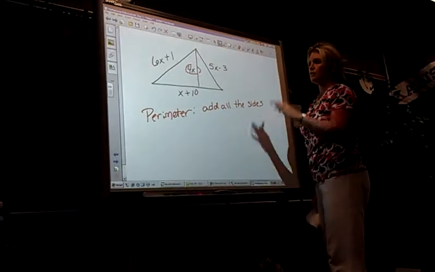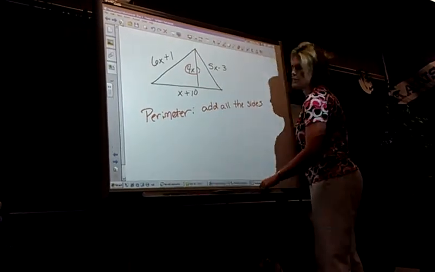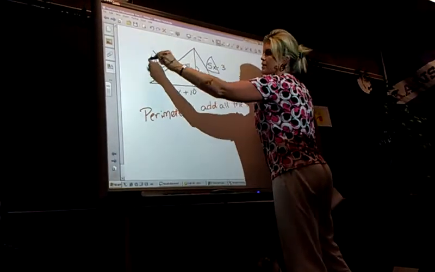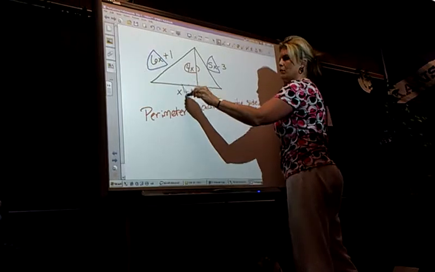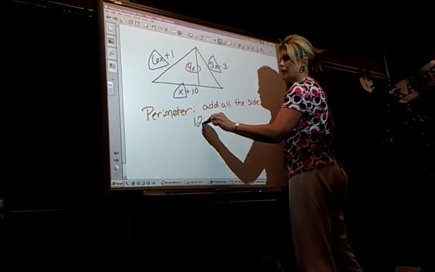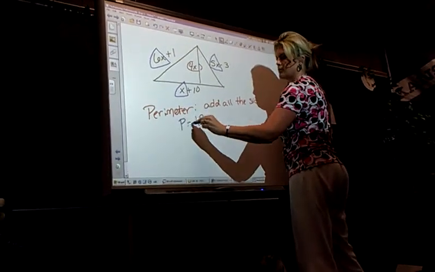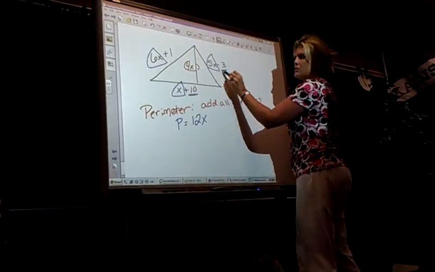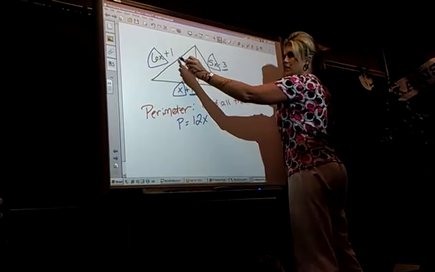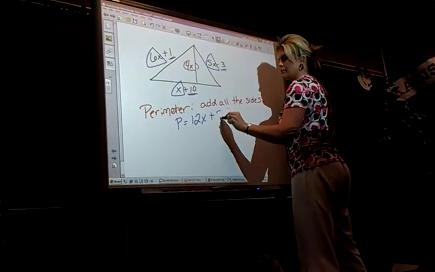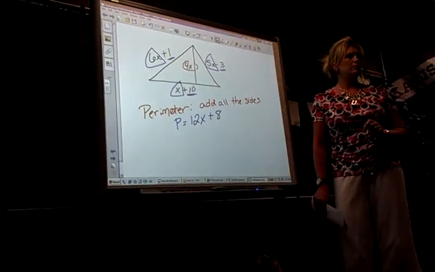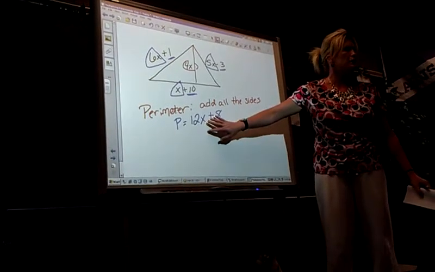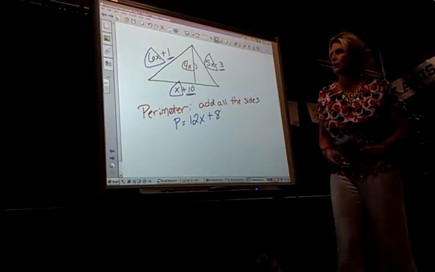To find the perimeter, let's add up all the sides. I've got 5x and 6x, which is 11, plus 1. I've got 12x. Then I add together my units: 10 minus 3, 7, plus 1, 8. There's your perimeter. Now notice that my perimeter only has x's. There's no x squared because all I'm doing is adding them together.